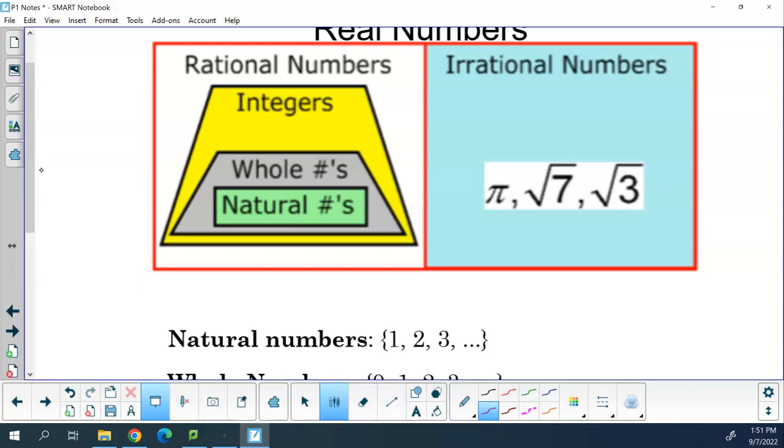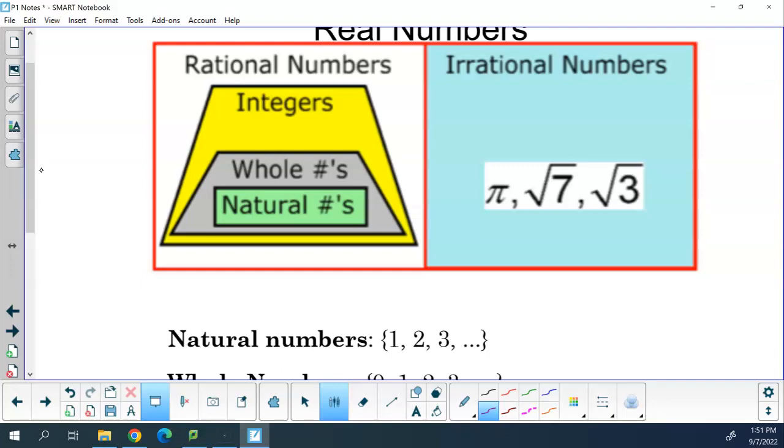Now think about how many rational numbers there are compared to natural numbers. Holy cow, there's a lot of those, aren't there? That set is huge. I mean, it is infinitely large. Oh wait, so is natural. Huh, interesting. Okay, let's talk about irrational numbers.